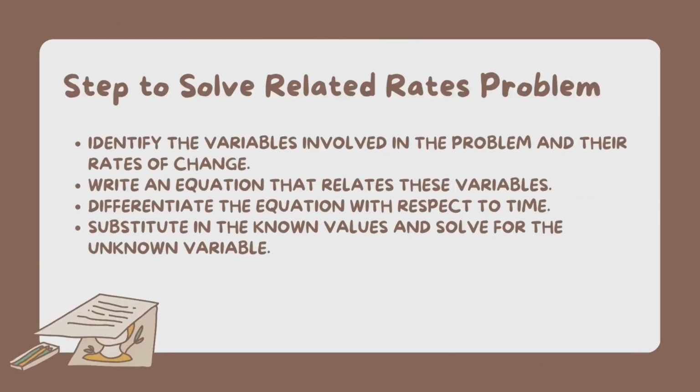To solve a related rates problem, you need to use the following steps. First, identify the variables involved in the problem and their rates of change. Second, write an equation that relates these variables. Third, differentiate the equation with respect to time. And finally, we substitute in the known values and solve for the unknown variable.